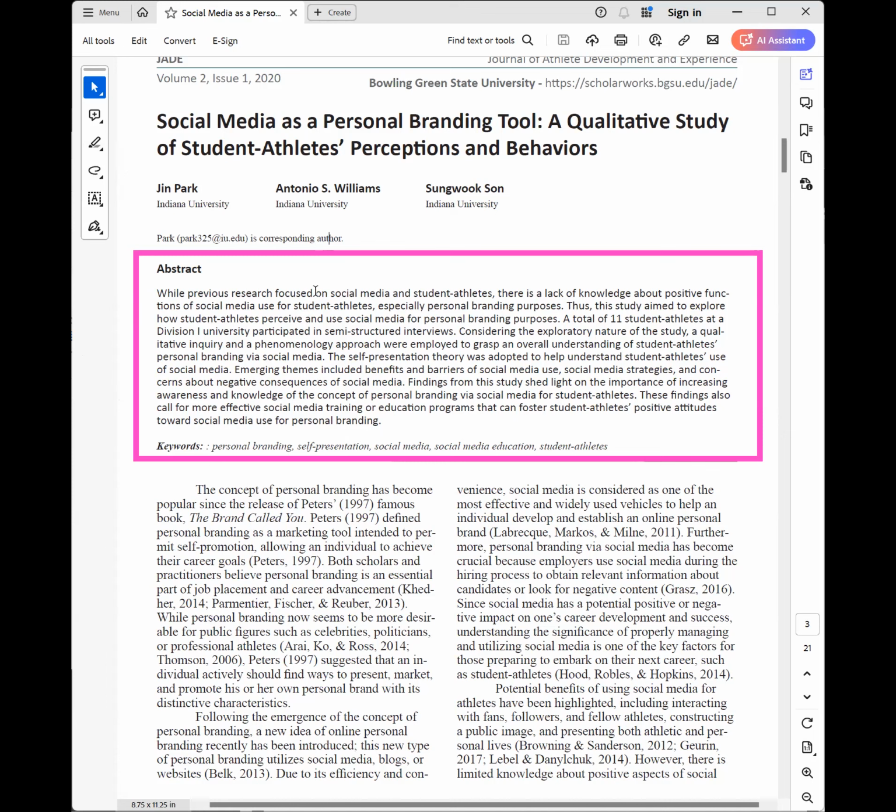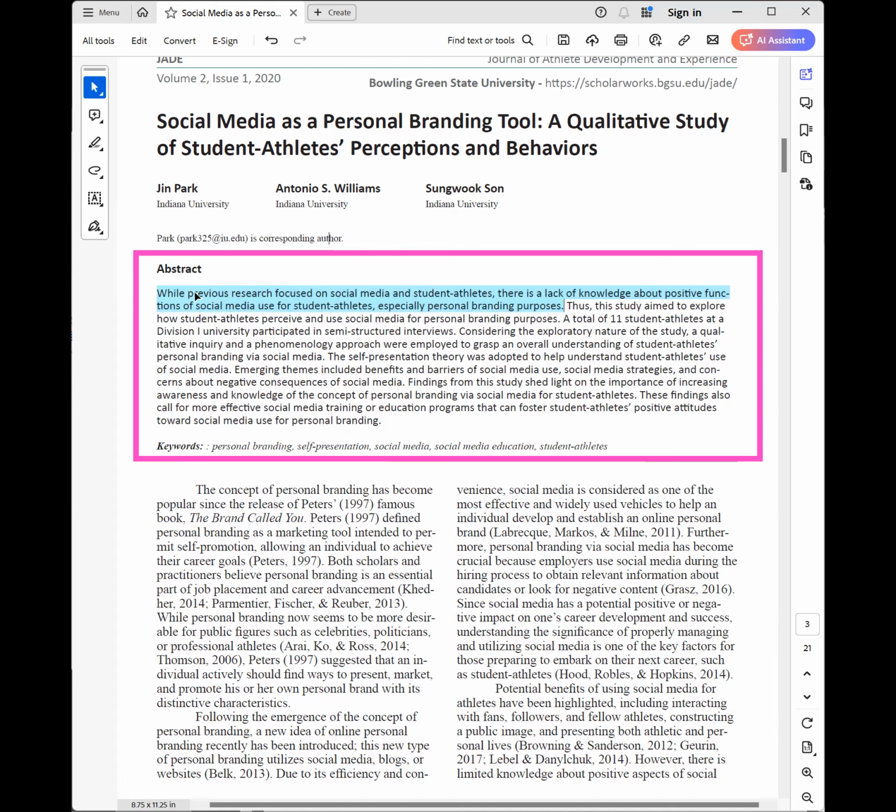While previous research focused on social media and student athletes, there's a lack of knowledge about positive functions of social media use for student athletes, especially personal branding purposes. Okay, so I could underline this, I could highlight this. I certainly need to just digest this and talk about what this kind of means.